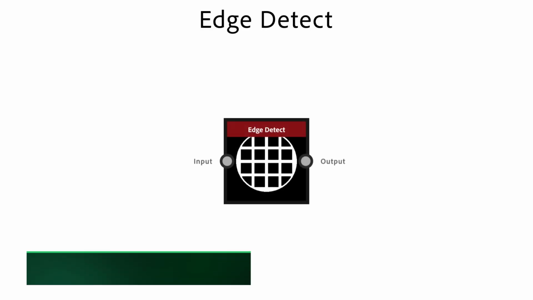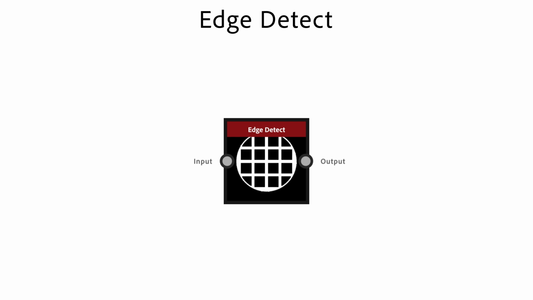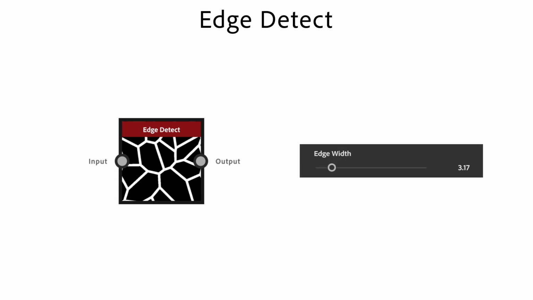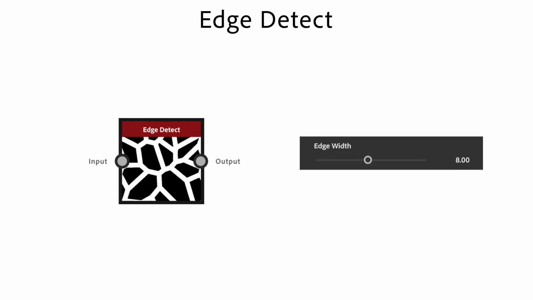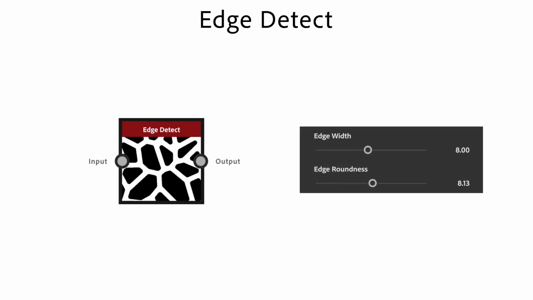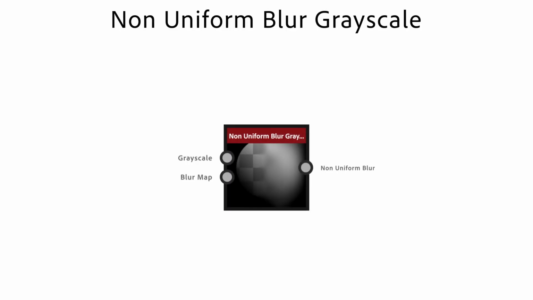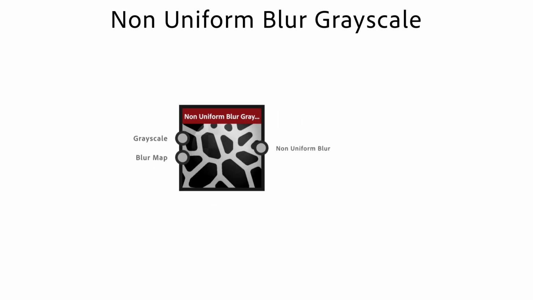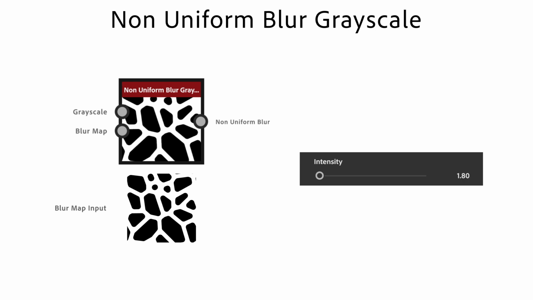Edge Detect node detects high contrast areas in a black and white image and creates edges around them. Edge width is the thickness of the edge. Edge roundness rounds sharp corners. A non-uniform blur grayscale node is a high-quality blur where the intensity is driven by a custom input mask. Intensity is the maximum strength of the blur. It's masked by the blur map.